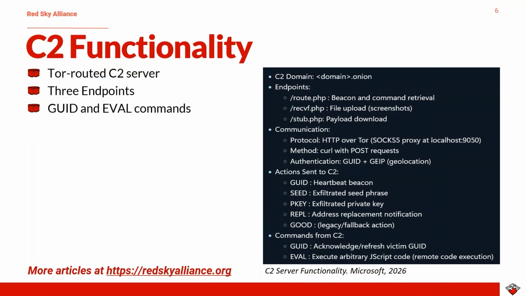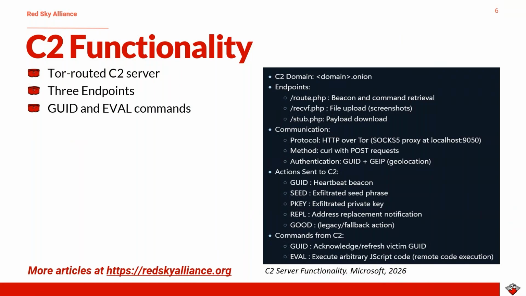When the clipper is active, it connects to the C2 server over the Tor routed domain through the local proxy on port 9050. This helps obscure the final C2 destination and complicates destination-based blocking. It also helps keep anonymity for the malicious actor while keeping the malware compact. The C2 has three endpoints: route.php for beacon and command retrieval, receive.php for file uploads, and stub.php for the initial payload download.